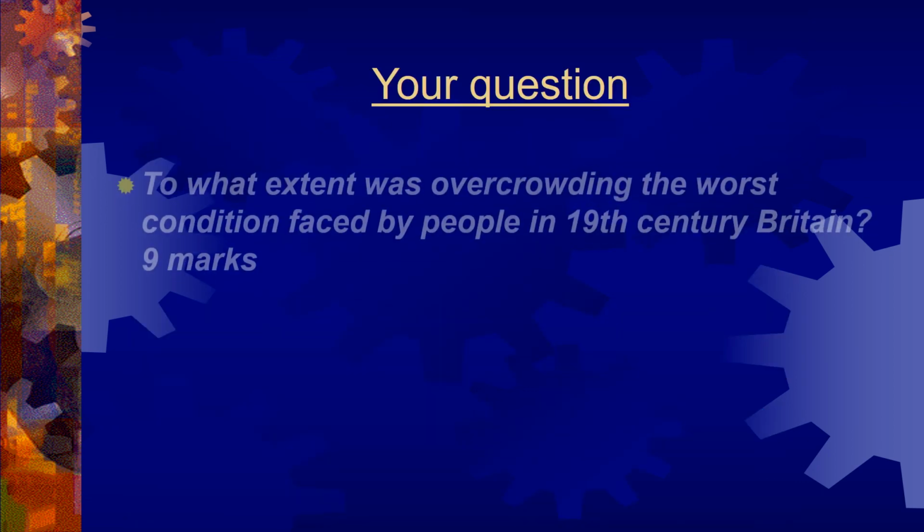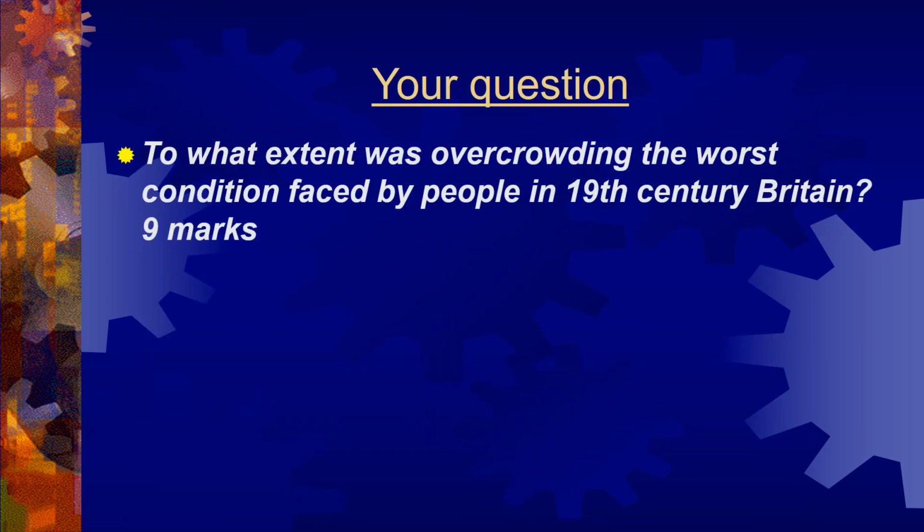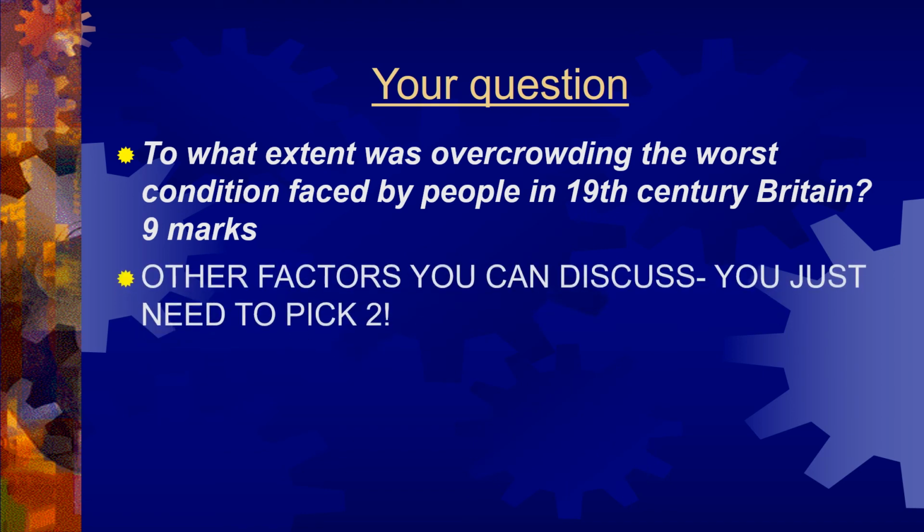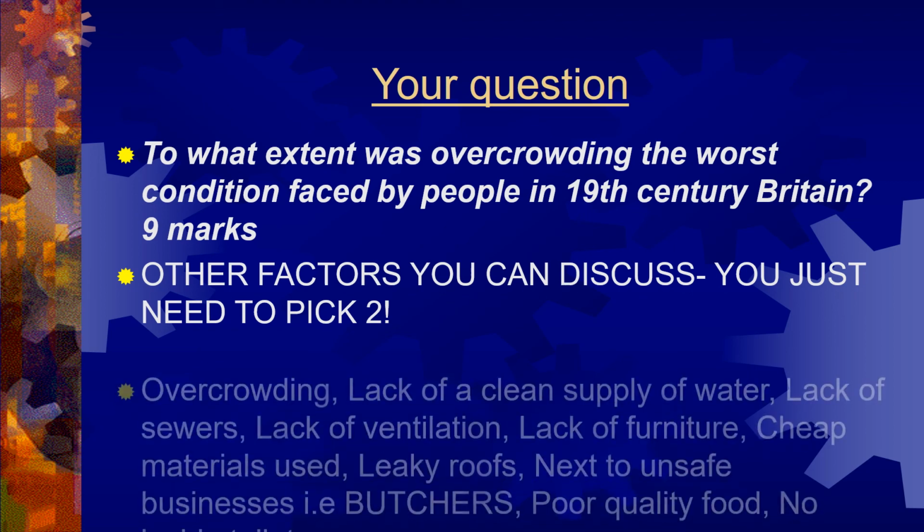Now your question is going to be, to what extent was overcrowding the worst condition faced by people in 19th century Britain? Now, for this question, you'll see in your worksheet, the introduction has been done for you. You just need to fill in the blanks in terms of the other 2 factors that you want to speak about. So your factor in the question here is overcrowding. You need to identify 2 other conditions that people in 19th century Britain faced, and you need to discuss a wee bit about them. Now, 2 other conditions that they faced, other factors you can discuss, and you just need to pick 2.